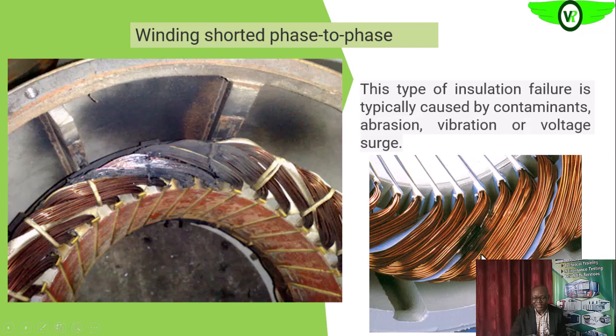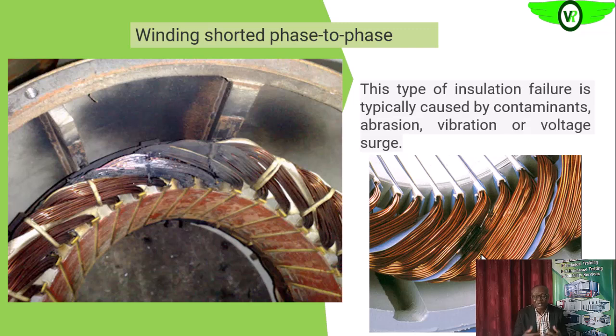Then again, there is contamination. It could be that some of the grease used to grease the bearing, the lubricant, may drop onto the winding and then trap dust. The dust increases the conductivity of those lubricants, and that can cause the bridging of the two phases.